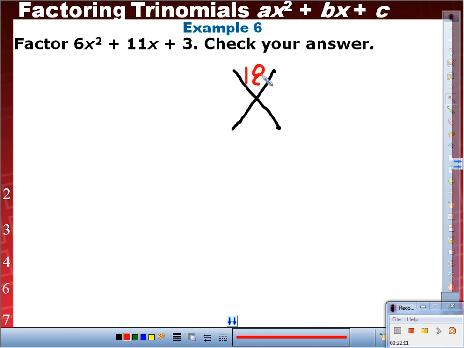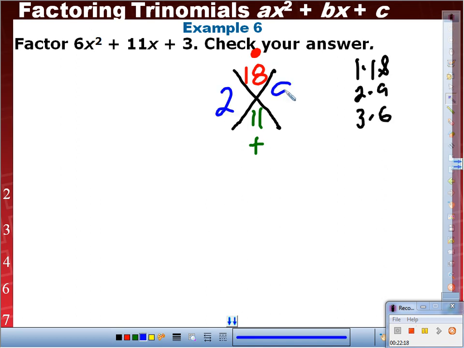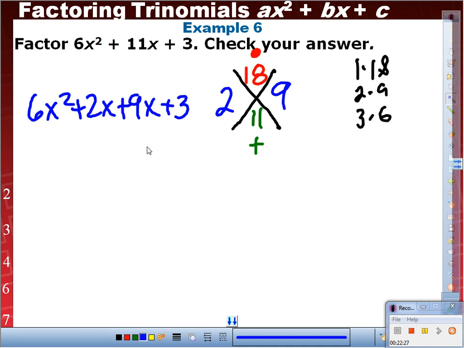18 on top, that's our product. 11 on the bottom, that's our sum. What are our factors of 18? Okay, so it's 1 times 18, 2 times 9, 3 times 6, and Jessica chose 2 and 9 because they add up to 11. So tell me what to write. Hands up if you got it right there. Okay, continue, Isabella.